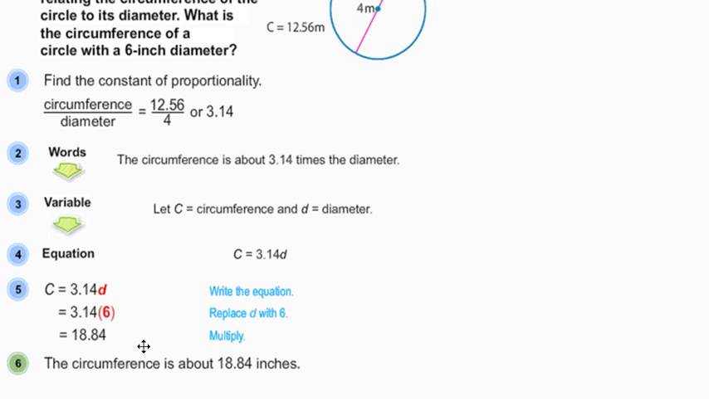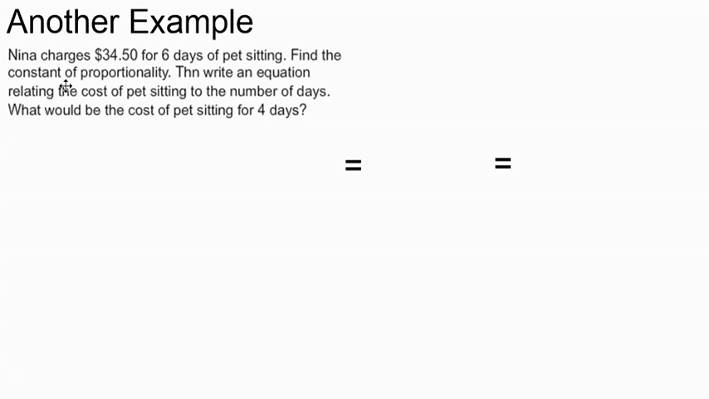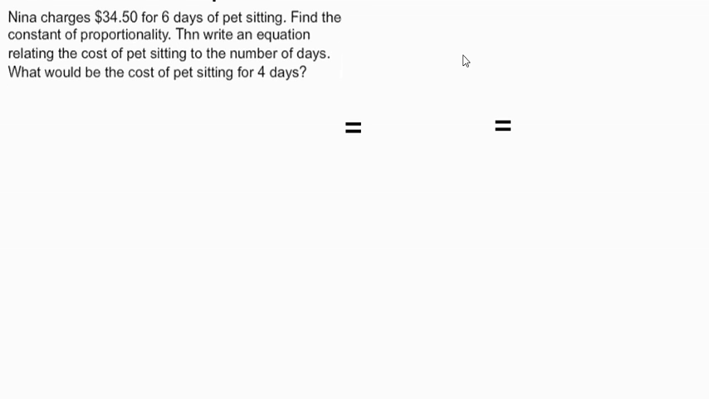I'm going to do one more example with you, and hopefully you won't be so confused. Okay, so Nina charges $34.50 for 6 days of pet sitting. Find the constant of proportionality. Then write an equation relating the cost of pet sitting and the number of days. What would be the cost of pet sitting for 4 days? Again, they gave you a ratio or a rate. They want you to find the constant of proportionality. Then when you do that, you want to find an equation. After you find your equation, then you can find as many different values as you want, but here they only want 4.